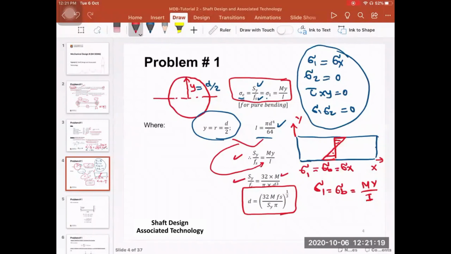So what do we need here in order to find D? We need the bending moment, we need the factor of safety, and we need the yield strength of the material. The factor of safety is 2. The yield strength of the material is given based on the material. And then we only need to calculate the bending moment, right?